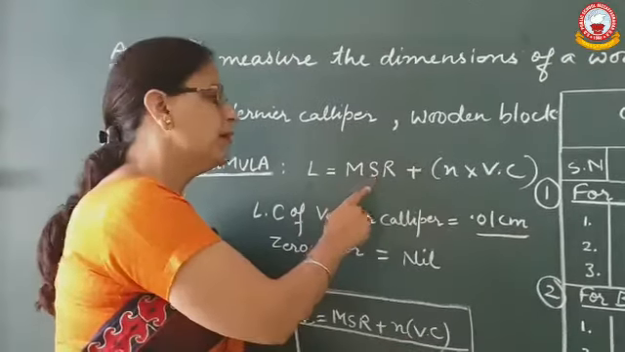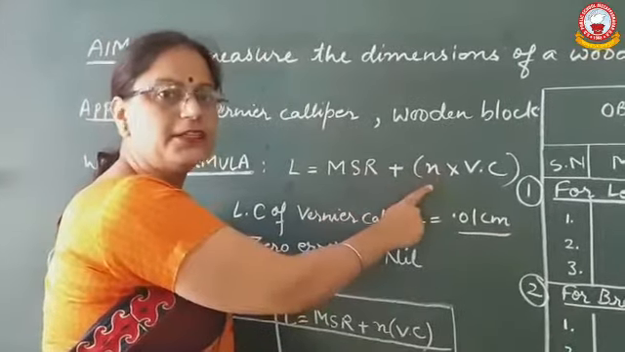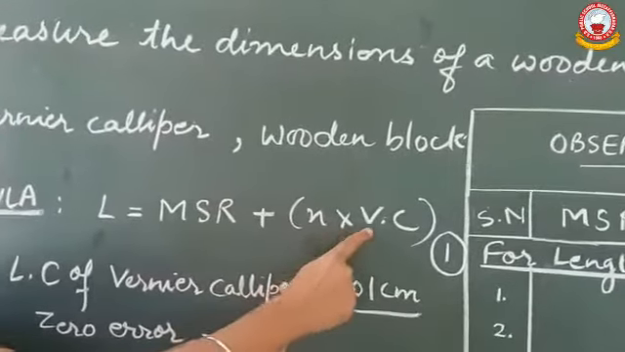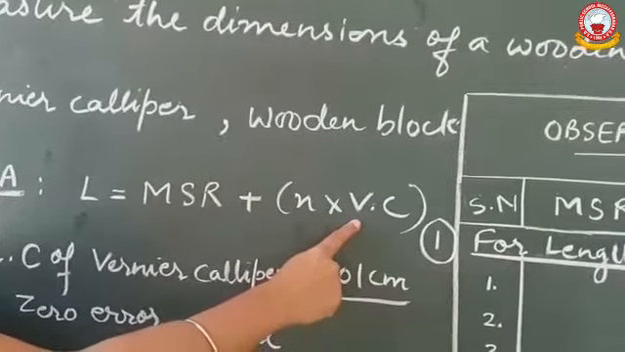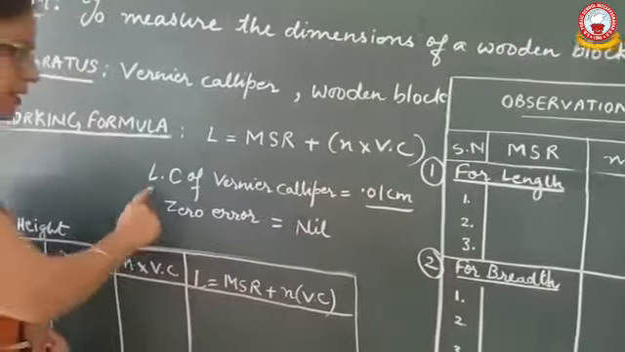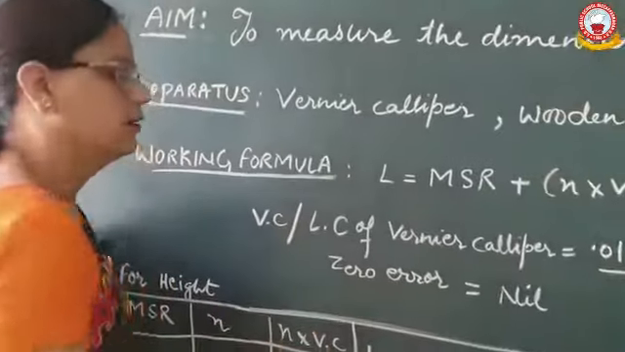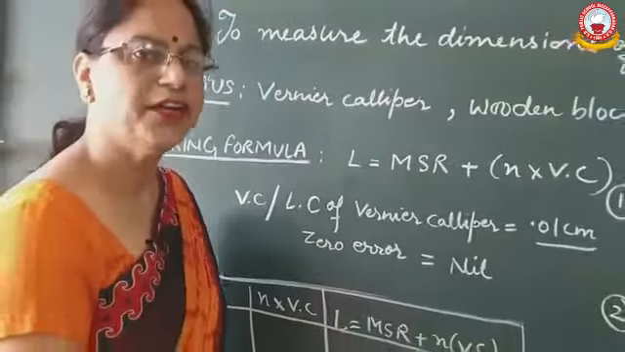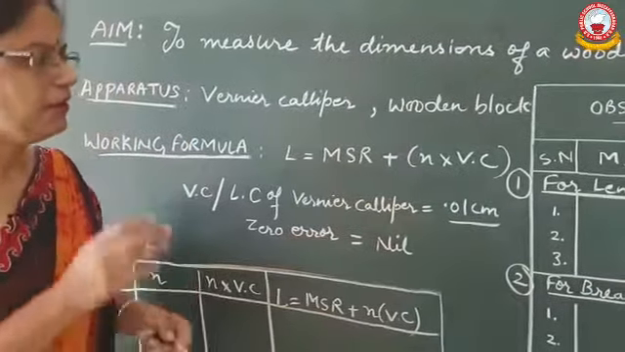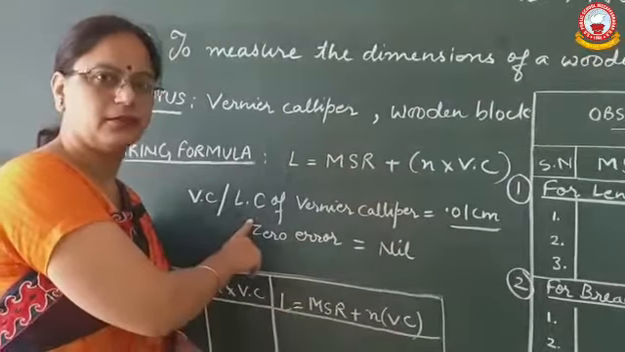It will be the main scale reading plus N, where N stands for the number of the vernier division coinciding, multiplied by the vernier constant, which means the least count. And this you know, the least count or the vernier constant of the vernier caliper is 0.01 centimeter. In the previous practical I explained how to find the vernier constant.